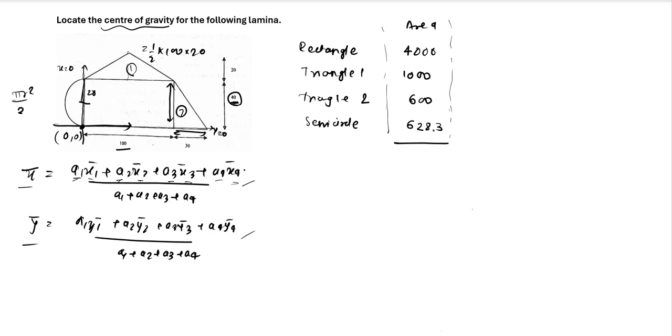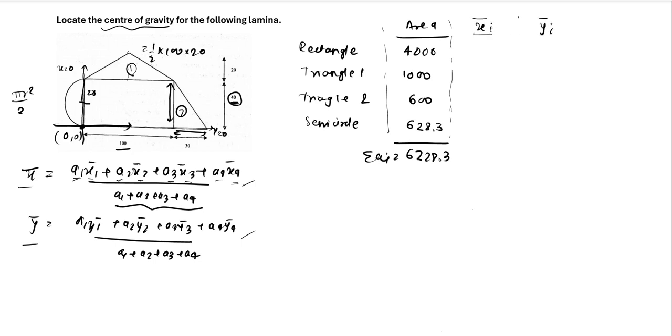So let us calculate the sum of areas also, because in the denominator, as you can see, we have the sum of areas. We have 4000 plus 1000 plus 600 plus 628.3, so it comes out to be 6228.3. So we have the sum of the areas, summation Ai. Next we will calculate the centroid location for the x values.